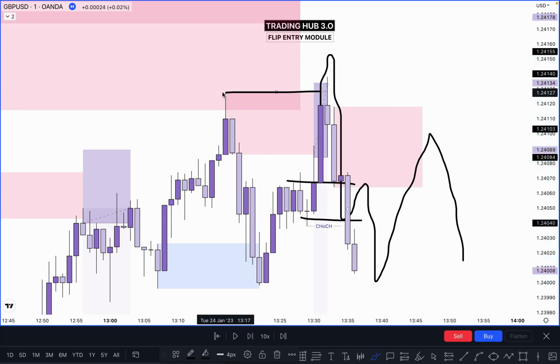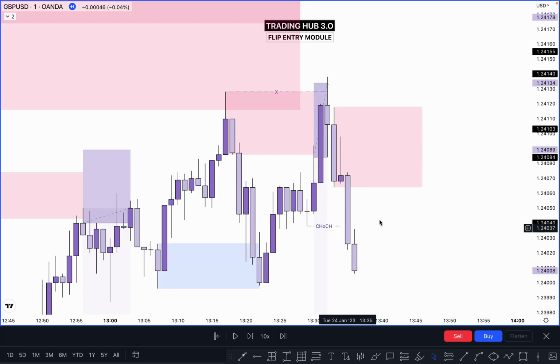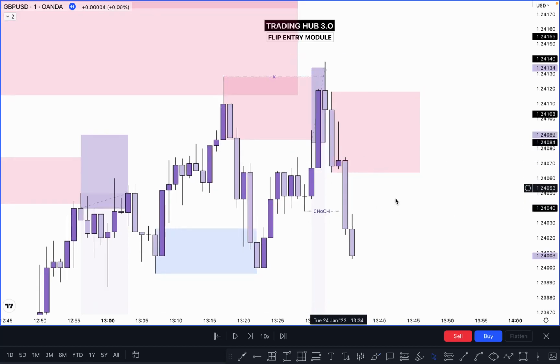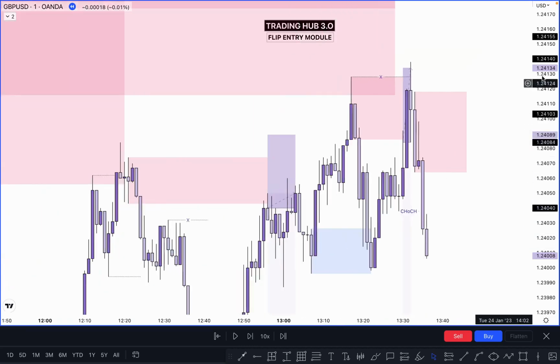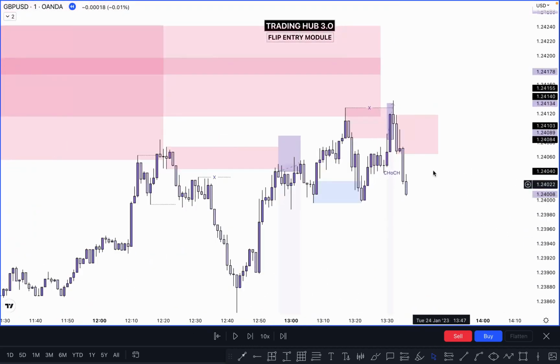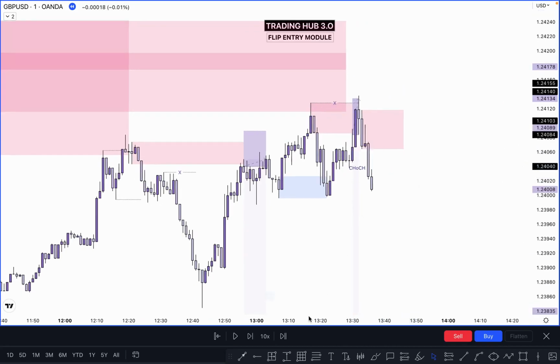Okay, because this high transferred from here to here, because this is our actual high and this is a sweep of the previous high. Okay, so look at this one picture. This is our change of character, and this one is our unmitigated supply zone. This demand converts into supply. D2S flip entry model is here. Okay, and in this case, if the market does not create any inducement, then we can also sell here.